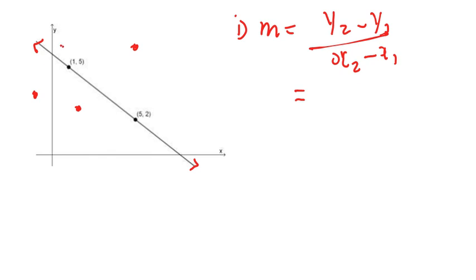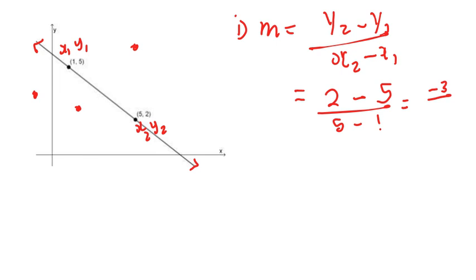So I'll call this one x1, y1. Now call this one x2, y2. Then I put them in the equation. y2 is 2 minus y1, which is 5. x2 is 5 minus x1, which is 1. 2 minus 5 is negative 3 over 5 minus 1 is 4. That's all. This is our gradient. Simple.